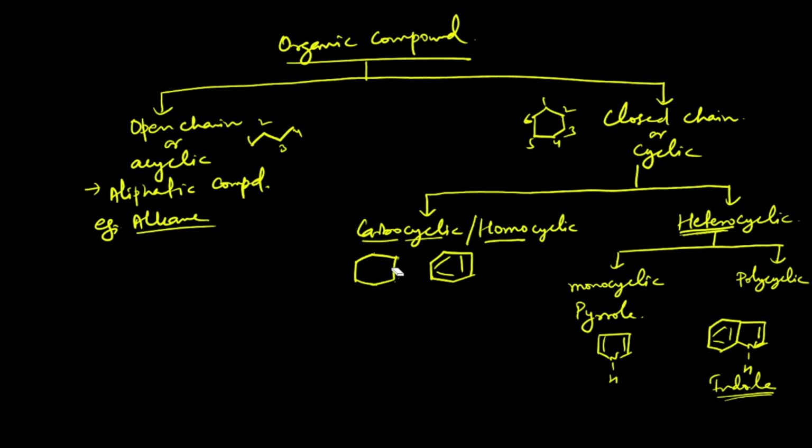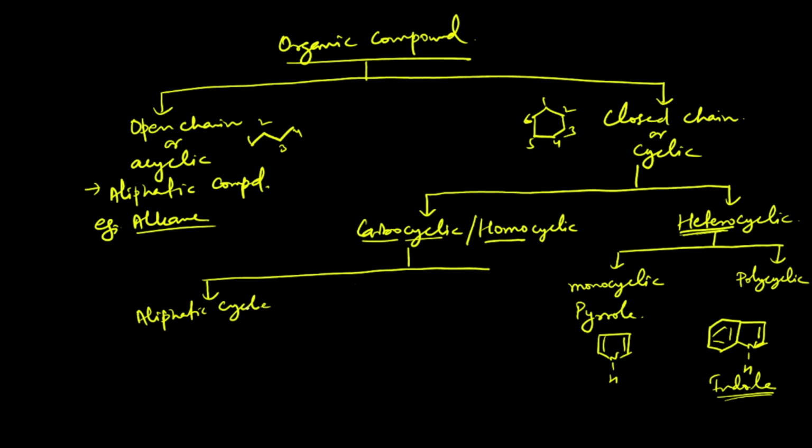Likewise, I'm just removing these two already. Maybe you have understood what is carbocyclic and homocyclic. Now I have to classify this further. So here it will be aliphatic cyclic, or alicyclic also we call it. Example, this one, what is its name? Cyclobutane. Correct. Second will be aromatic.